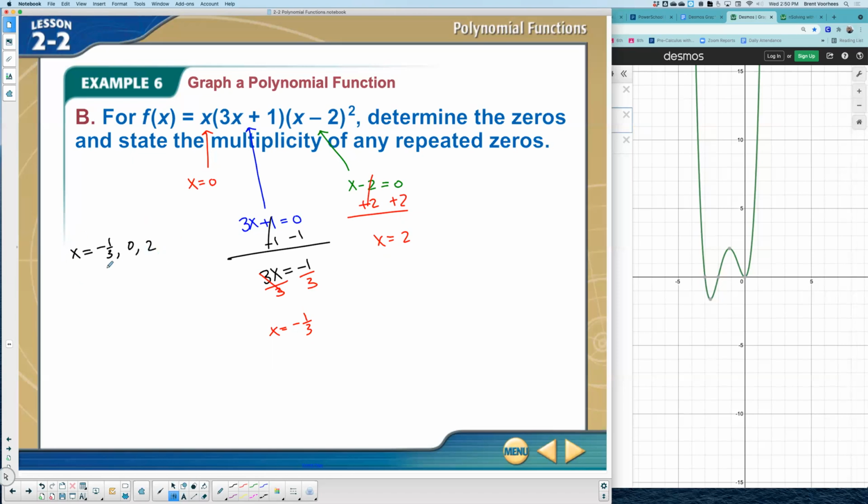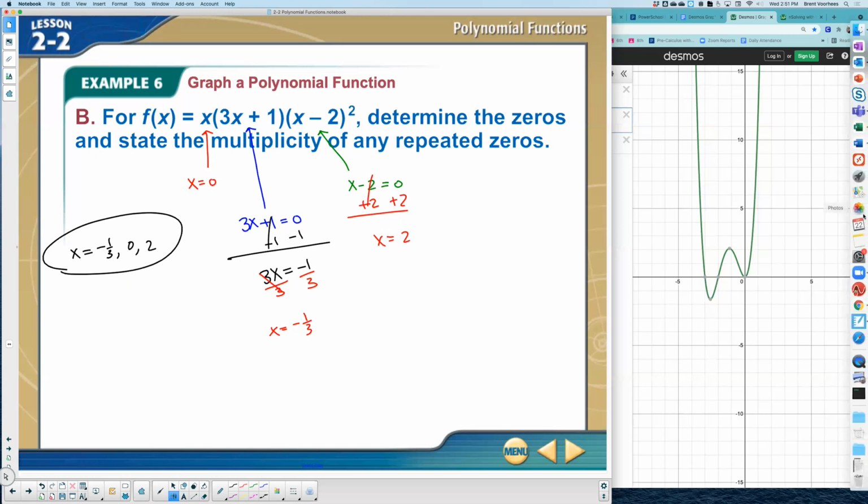I did this in numerical order, but that's not true. I actually have 4 real zeros. Even though it only looks like 3, one of them counts twice. Not the 0, but the one that has the power 2. This one counts twice. So we would say multiplicity of 2. And so all 4 zeros are real on this problem. There's no imaginary. They're all 4 real.